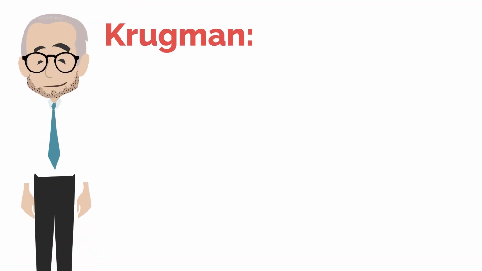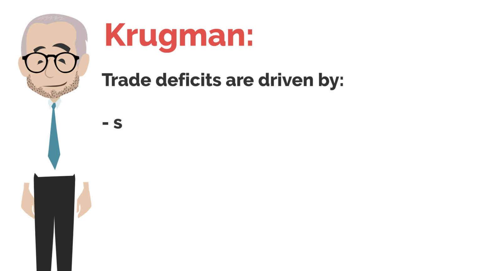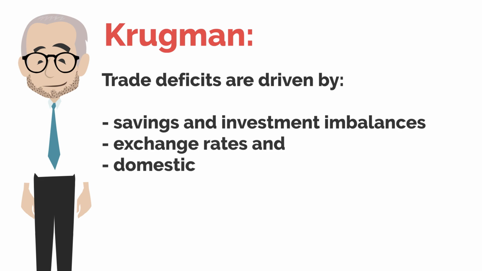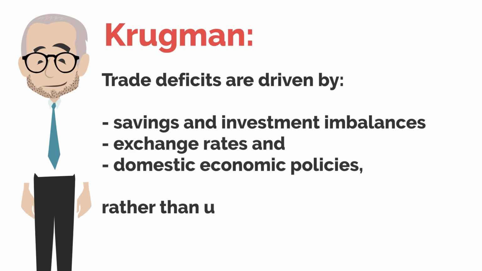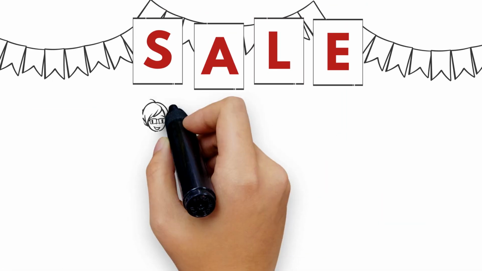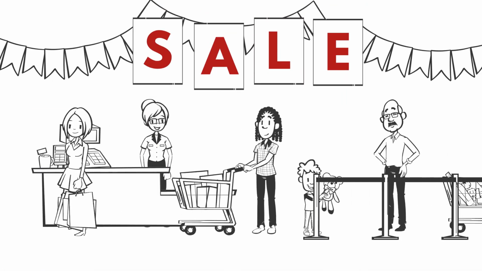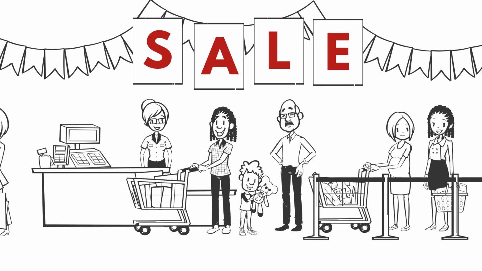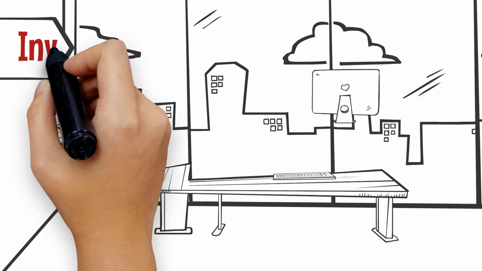As opposed to Trump, Nobel Prize-winning economist Paul Krugman has expressed the view that trade deficits are primarily driven by macroeconomic factors, such as a country's savings and investment imbalances, exchange rates, and domestic economic policies, rather than unfair trade practices. Krugman argues that trade deficits can have economic benefits for the country experiencing them, allowing consumers to access a wider variety of goods at lower prices, providing opportunities for investment and capital inflows, and can be a sign of a strong domestic economy.